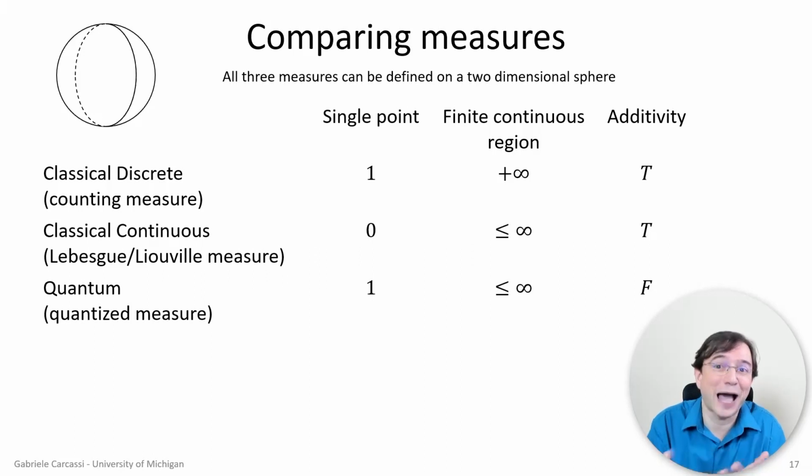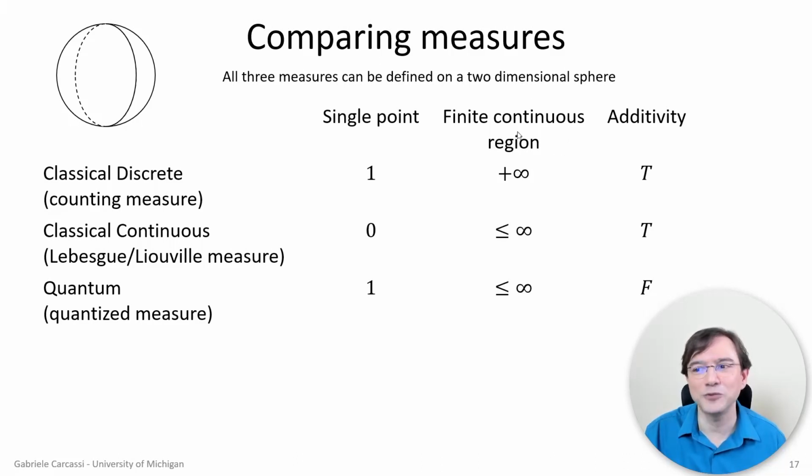Therefore, the count of states is technically 0 for a single point. A point counts as 0. It's like it's not really there. Now, if you imagine a finite continuous region, for example, the whole sphere, the sphere is going to have infinitely many points, and therefore the cardinality of the whole sphere in terms of the classical discrete measure is going to be infinite. So we have infinitely many states, infinitely many points. For the classical continuous, instead, we would have the surface of the sphere, and that's a finite value. So for the finite continuous region, the classical continuous case gives us a finite value.